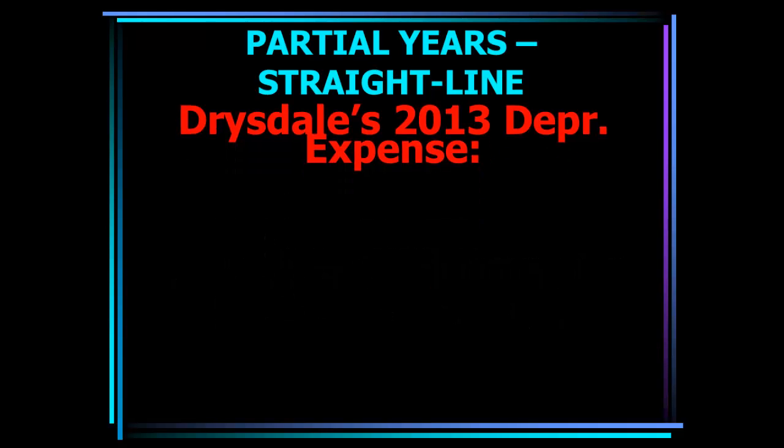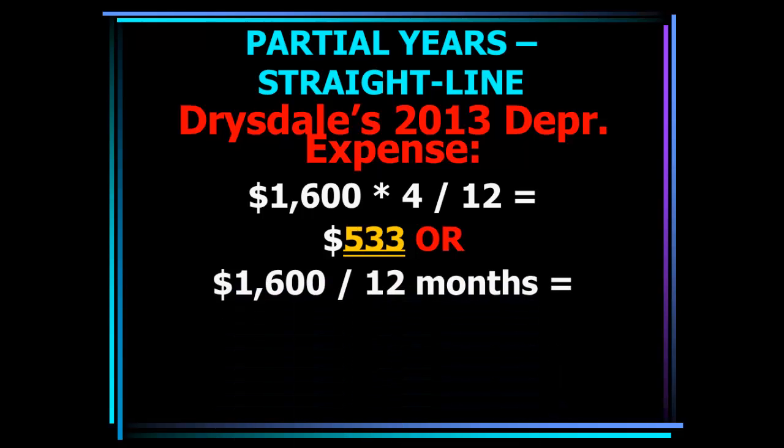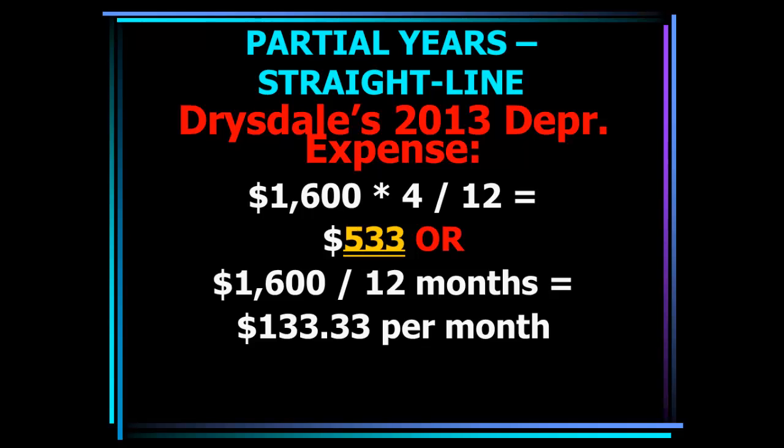To calculate a partial year amount, here's the way I do it first. I multiply first. I take the full year amount and I multiply it by the number of months I need divided by 12 months in a year. And that will give me $533. There is another way to do it. Normally my students kind of like this way better. They take the full year amount, they divide by 12 months to get an amount per month, and then they multiply back by the number of months.